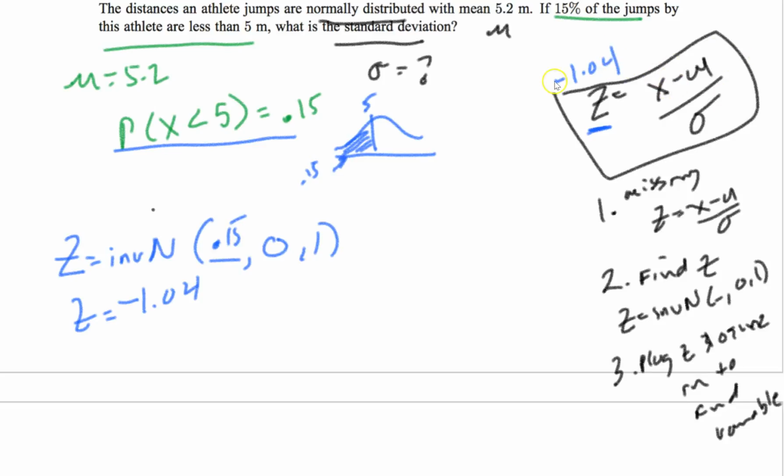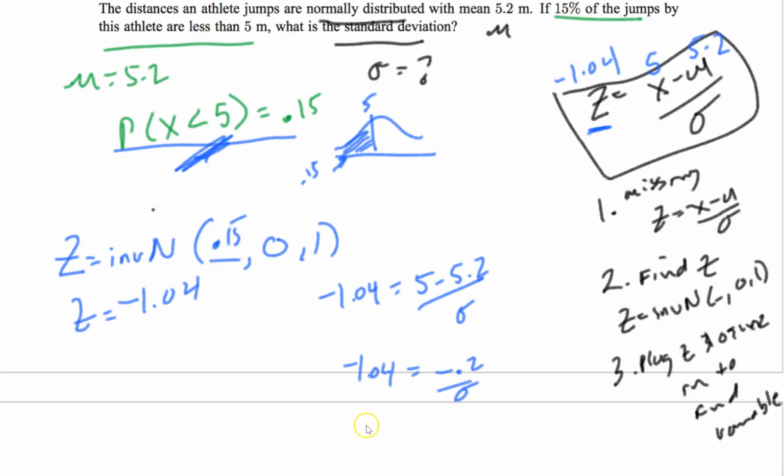Fill the rest of it out. X is this. This is x, 5. So that's my x. And I have my mean 5.2. So I just have negative 1.04 equals 5 minus 5.2 all over standard deviation. Do a little math. Negative 1.04 equals negative 0.2 over standard deviation. Multiply both sides by that.